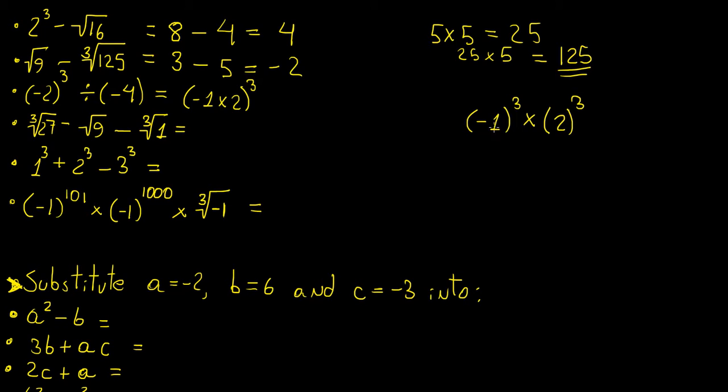So minus 1, you know that whenever you raise 1 to any power, it's going to stay the same. But what happens when you raise minus 1 to an odd power like 3? That's going to stay negative, because if you multiply minus 1 times itself 3 times, the first two signs are going to become positive, but then the third one is going to make it negative again. So this is going to stay as a negative number, and the 2 is going to become an 8. So that's going to be minus 8.